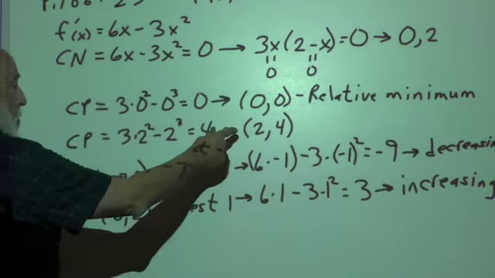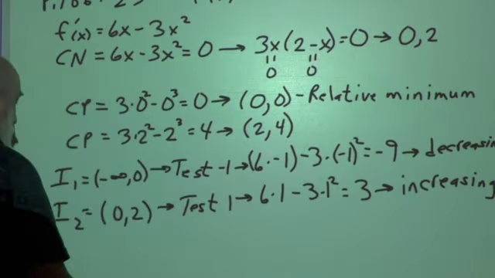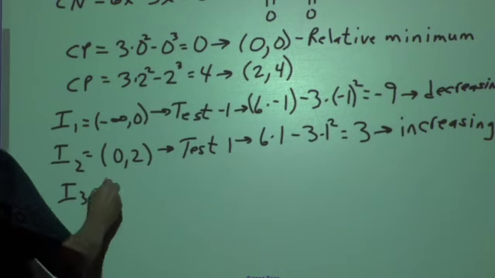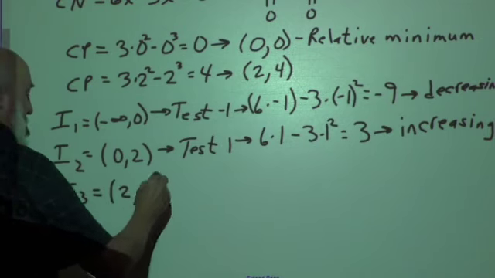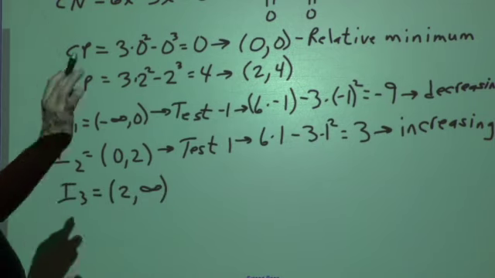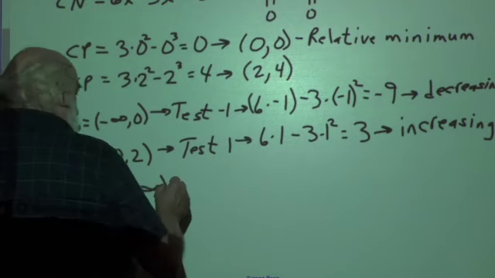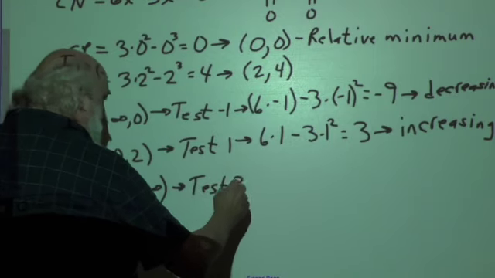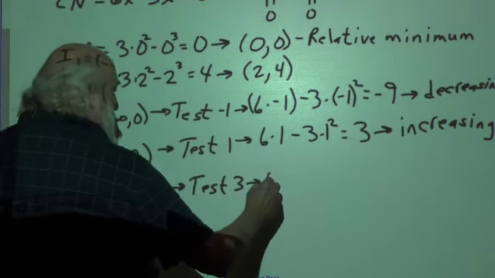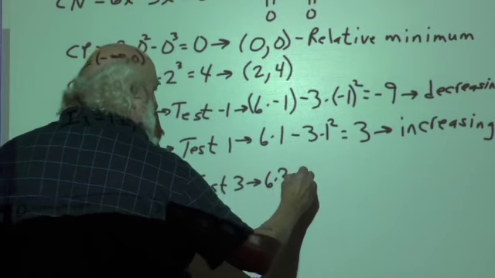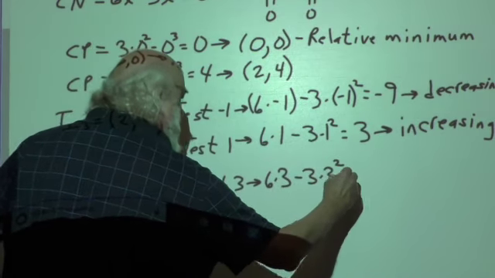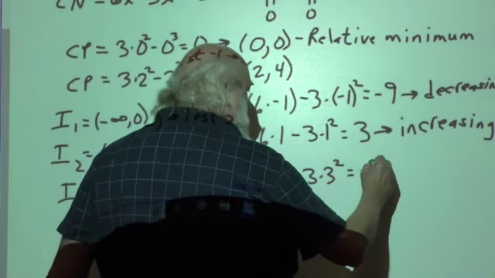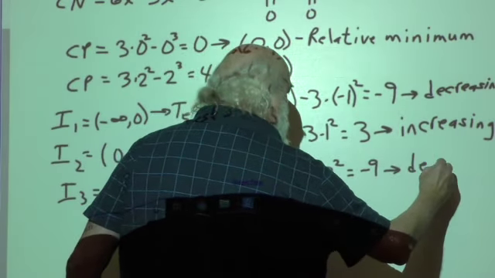Okay, now the second critical point is going to be between these two intervals right here. So I3 is going to be from 2 to positive infinity. So your third interval is going to go all the way to infinity. And this, I'm going to test with 3 here. Test 3. So that's going to be 6 times 3 minus 3 times 3 squared. That's 18 minus 27. That's a -9. So that's decreasing.